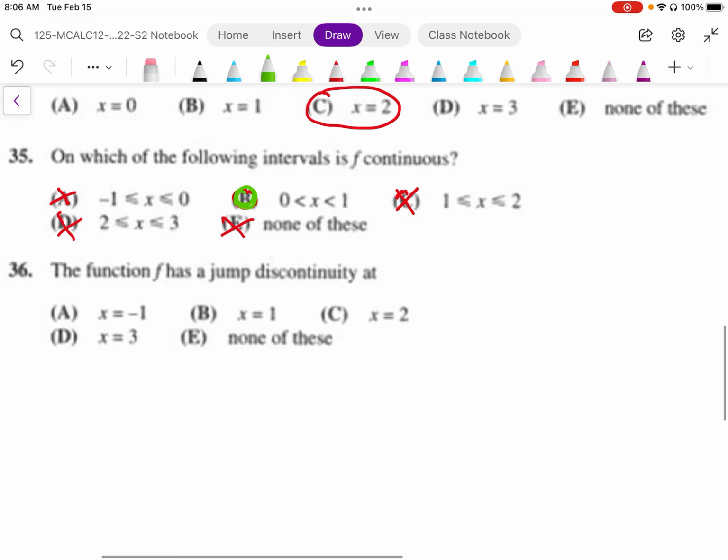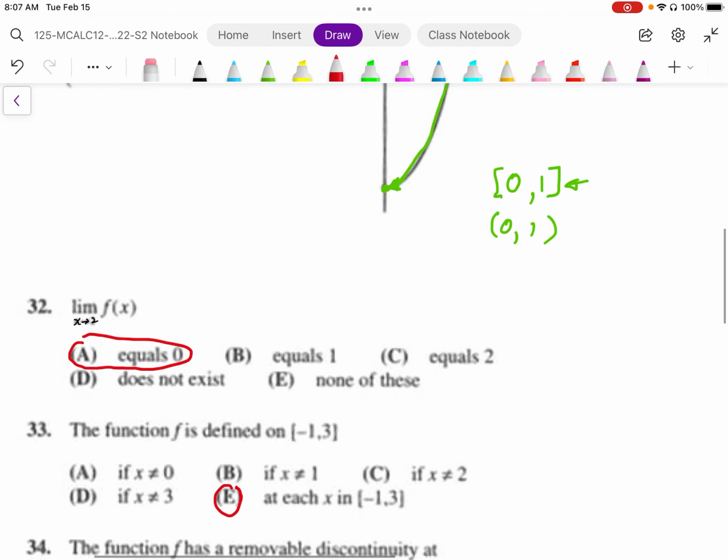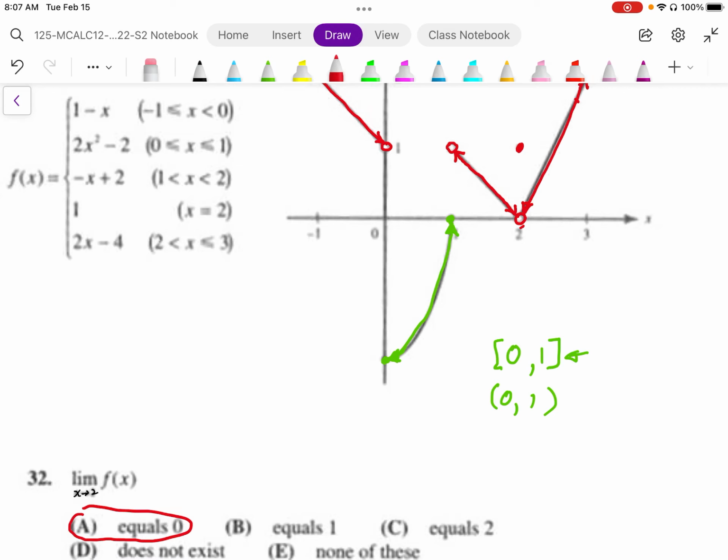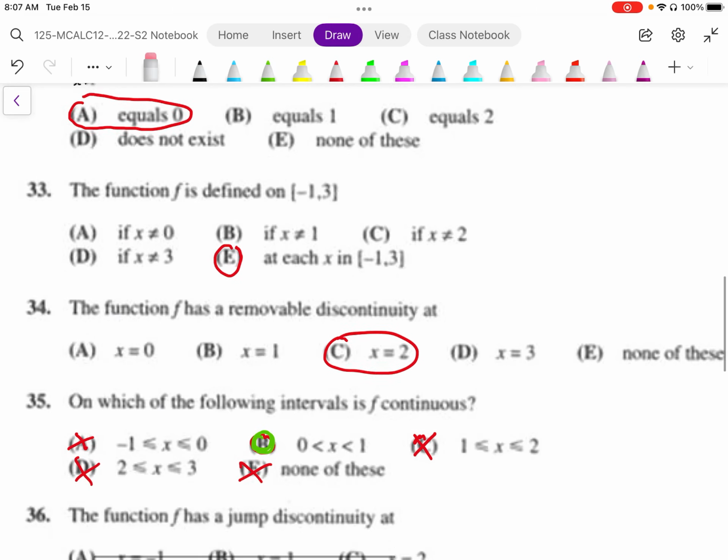So the last one here, 36, a jump discontinuity. The jump discontinuity occurs, we actually have two jump discontinuities, one at x equals 0. There's a jump discontinuity here. And at x equals 1, there's another jump discontinuity here. So we can choose one of those.